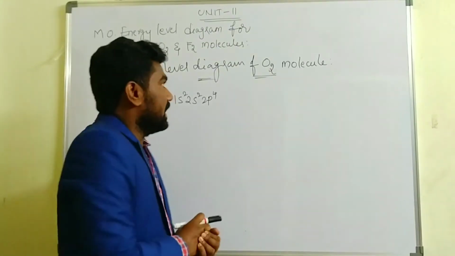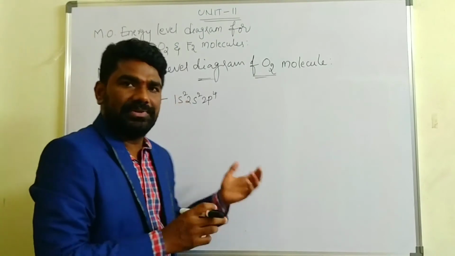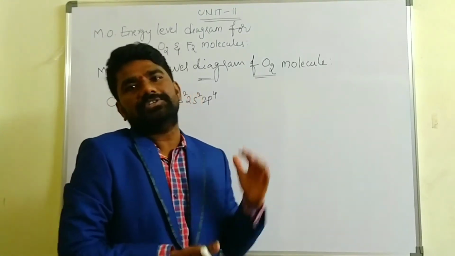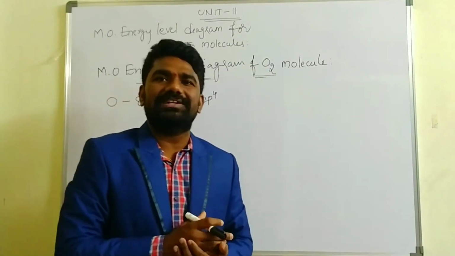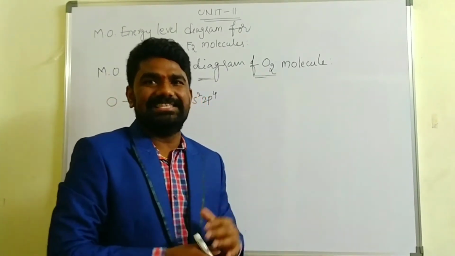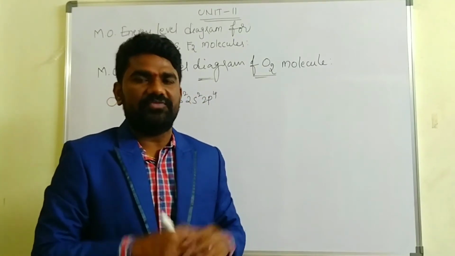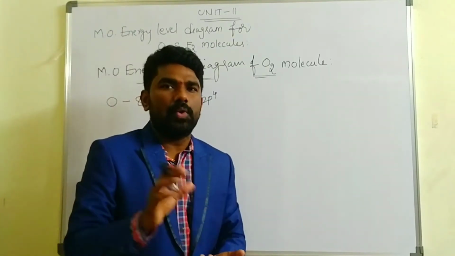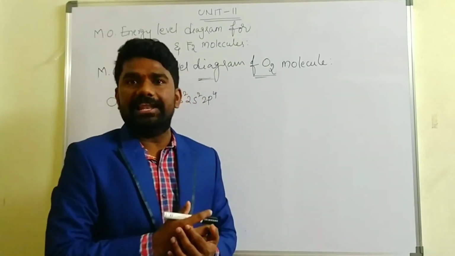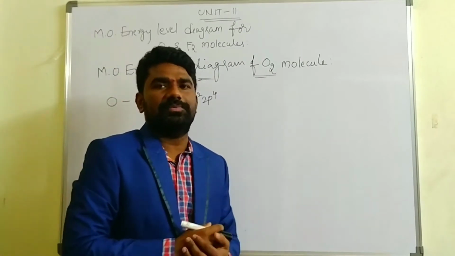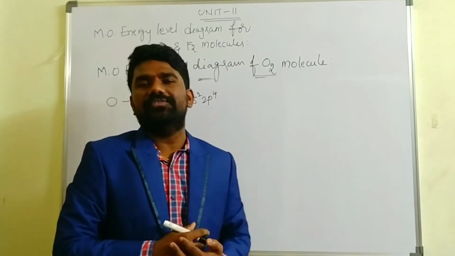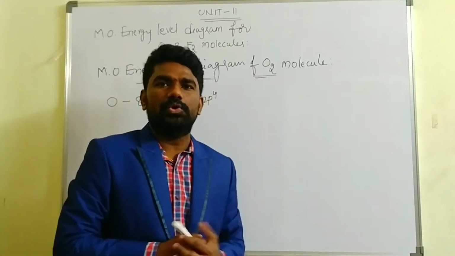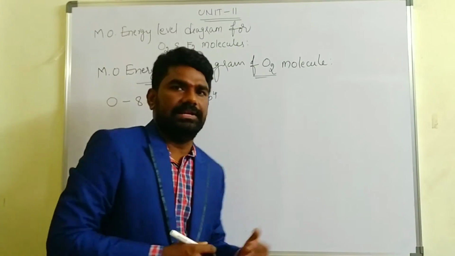Let us see how to draw the molecular orbital energy level diagram of the O2 molecule, that is, the relative energies of the molecular orbitals of the O2 molecule in sequence order. First we need to draw the molecular orbital energy level diagram for the O2 molecule. Then we will fill the electrons in that diagram. Then after that we will discuss the bond order as well as the magnetic properties of the O2 molecule.